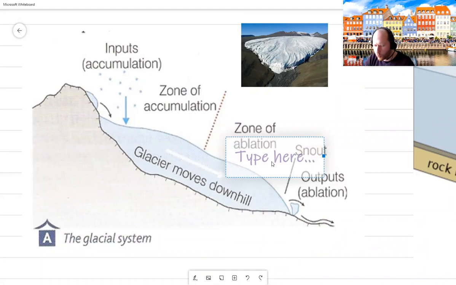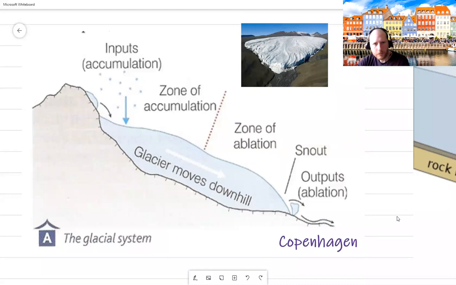For those of you asking, this is how you spell Copenhagen. There you go. Copenhagen. There you go. So, oh, more people coming in.